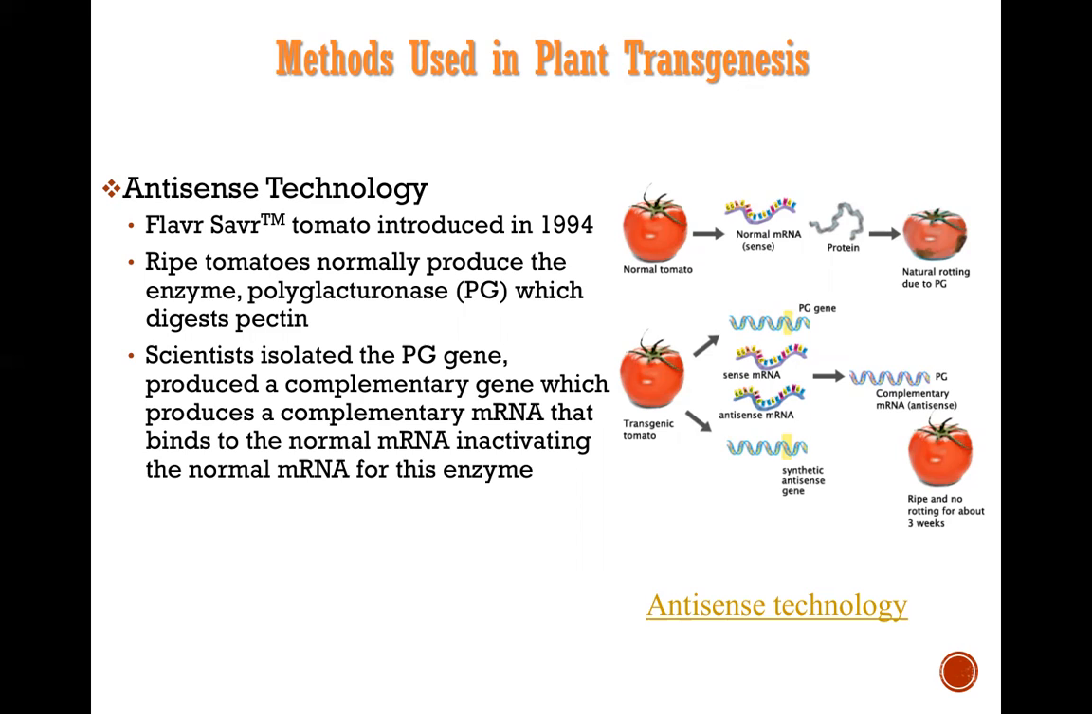a complementary mRNA strand that binds to that mRNA, the normal one, functionally inactivating that mRNA. And so therefore the enzyme wouldn't be produced. And so it delayed ripening and ultimately prevented rotting like it normally would. When the enzyme is present, you would see this degradation. And with this inactivated enzyme, it would delay ripening and extend the shelf life of the tomato by 3 weeks.